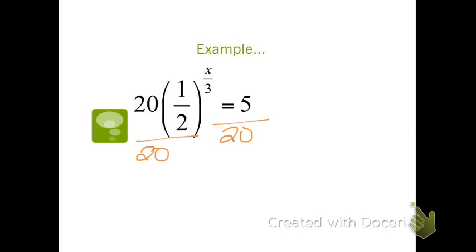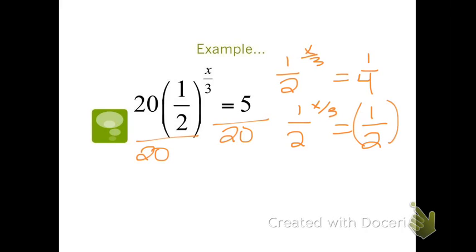And that leaves us with (1/2)^(x/3) = 1/4. Notice I kept that as a fraction. It's going to be helpful. This is where you have to be kind of sharp, quick on your feet. There's a relationship between 1/2 and 1/4. It's not just a multiply by 2. But if I square 1/2, I get 1/4. So in other words, (1/2)^(x/3) is equal to (1/2)^2.